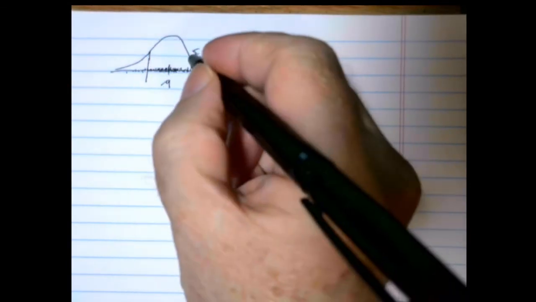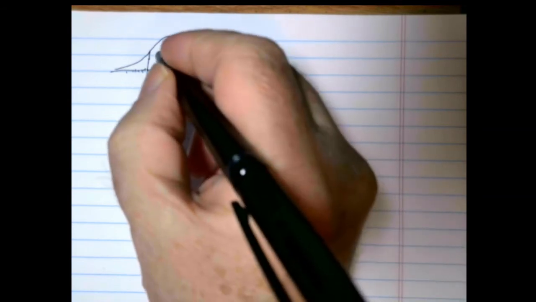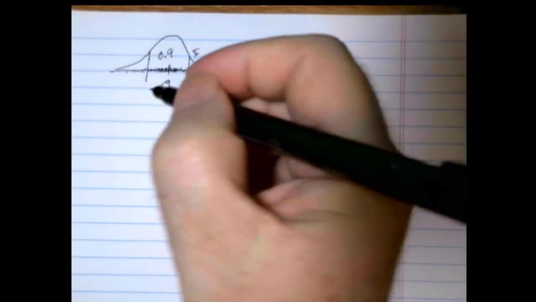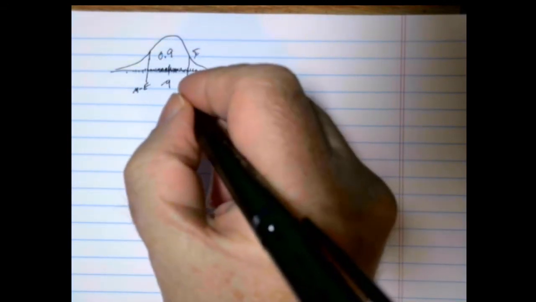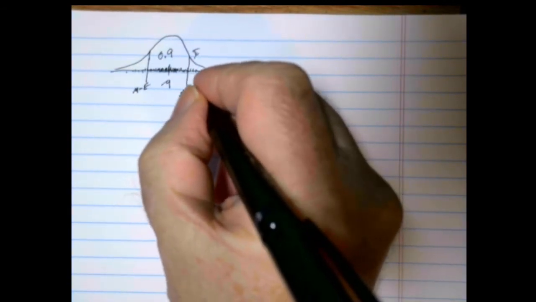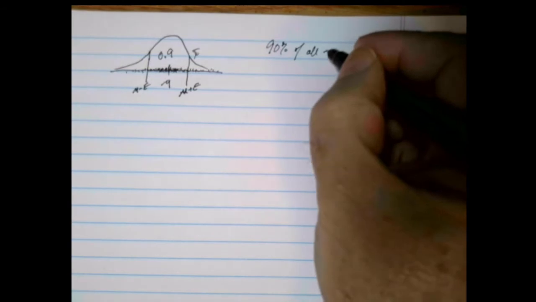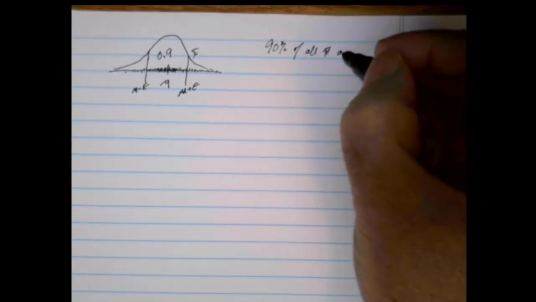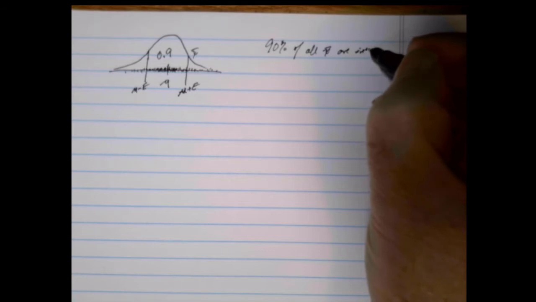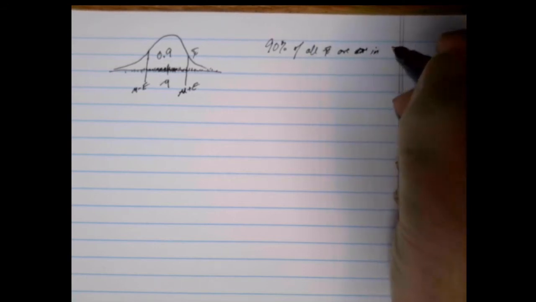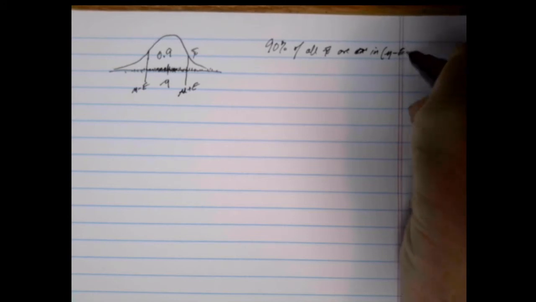And what I want is a 90% confidence interval. So I want the interval so that 90% of sample means will be in that interval, or equivalently, that this area here is 0.9. I'm going to call the left-hand endpoint of that interval mu minus e, and I'm going to call the right-hand endpoint mu plus e. So 90% of all X-bar for samples of this size are in the interval mu minus e to mu plus e.